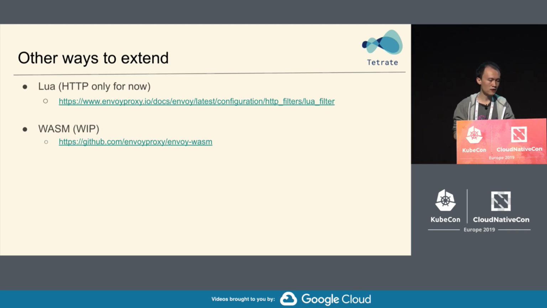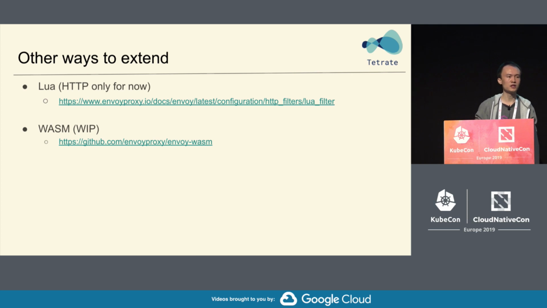There are also some other ways to extend. One of the existing ones is the Lua filter, which currently operates only on HTTP. With that one, you can write a Lua script and embed it into the Envoy config. The Lua filter will take the script with the LuaJIT compiler, and that allows you to do header and data modification as well.